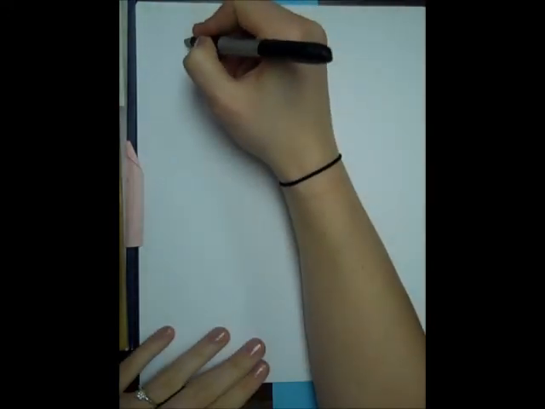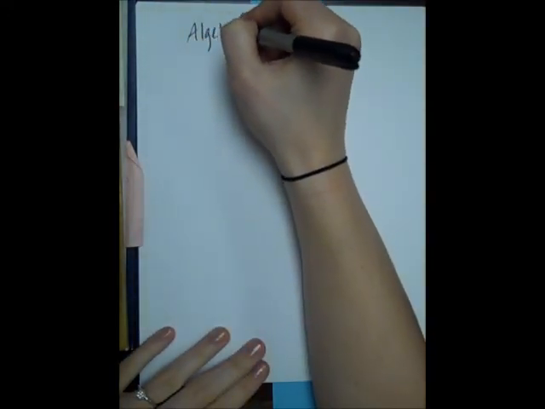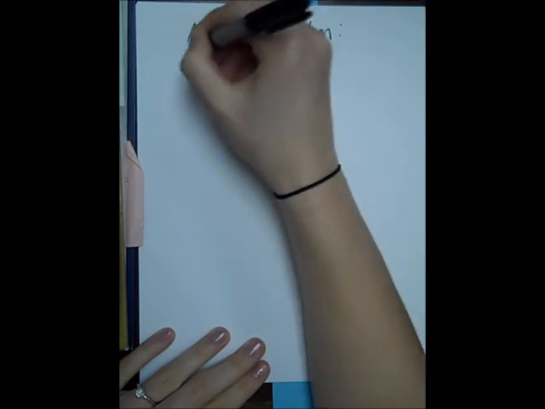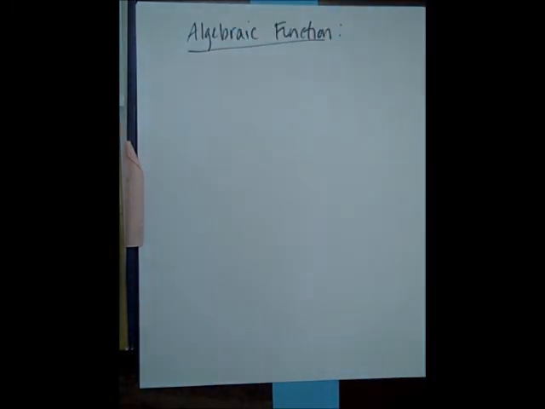So another type of function that we can look at is an algebraic function. So what is an algebraic function? An algebraic function is building on the idea of rationals. So we kind of started with polynomials, we grew from there into rationals. Now we're going to look at algebraic.